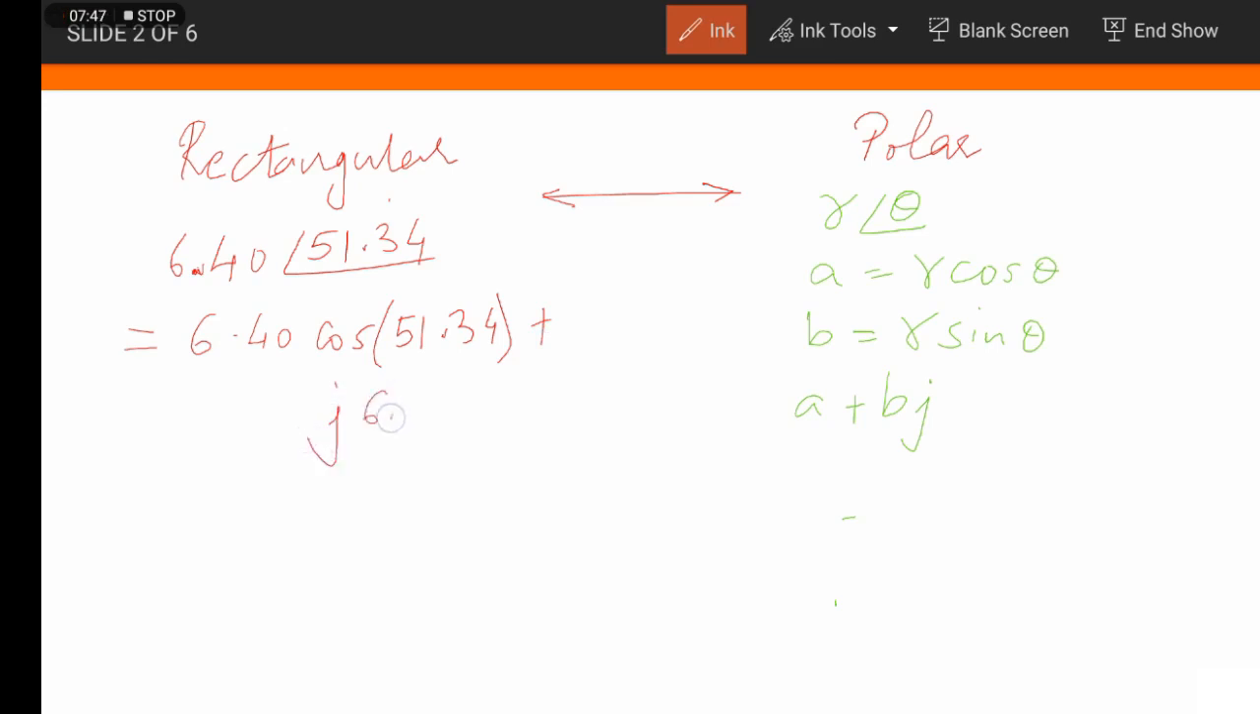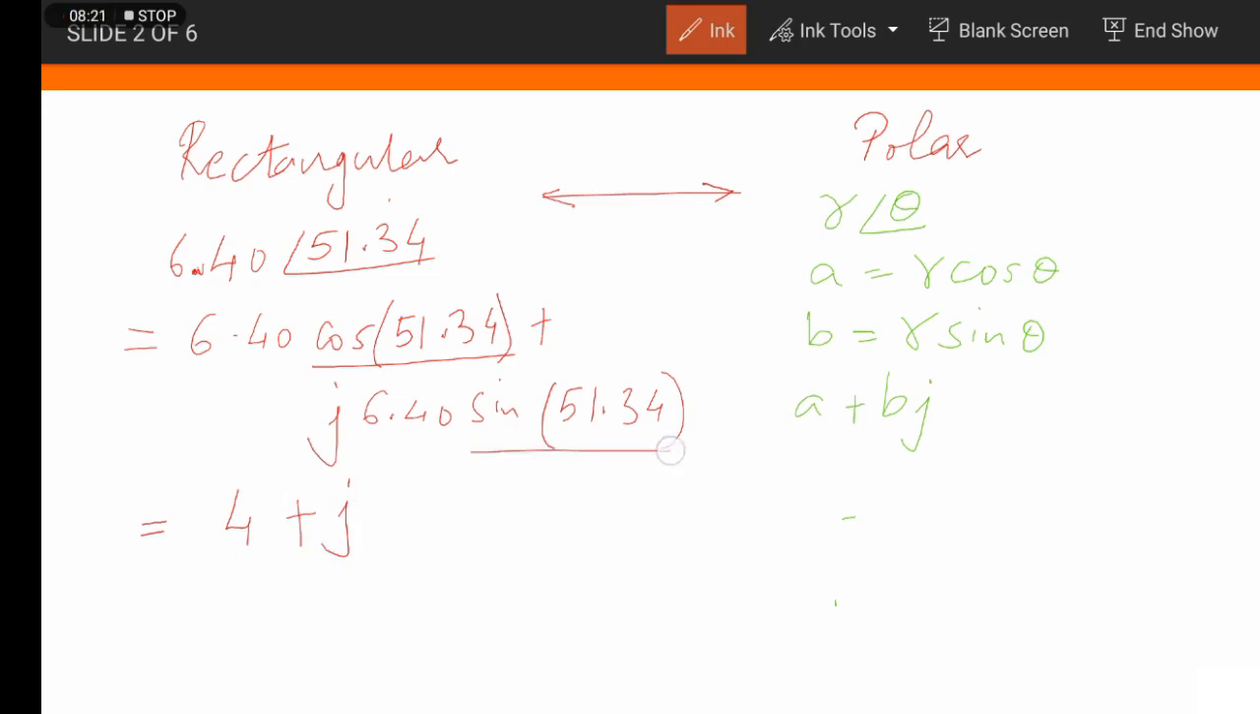So it is 6.40 sin 51.34. Now please calculate the value of cos 51.34 and tell me. After you tell me, I'll write that. I was just joking. So I have already calculated it. Whatever value comes out to be of cos 51.34, I'll multiply it by 6.40 and it comes out to be 4. And then I'll write j.